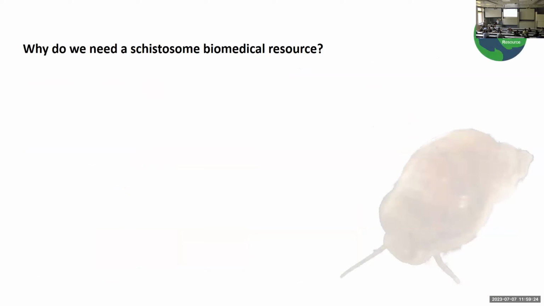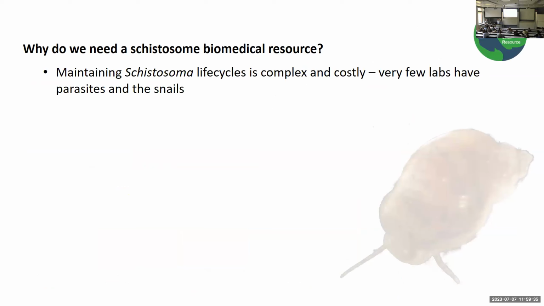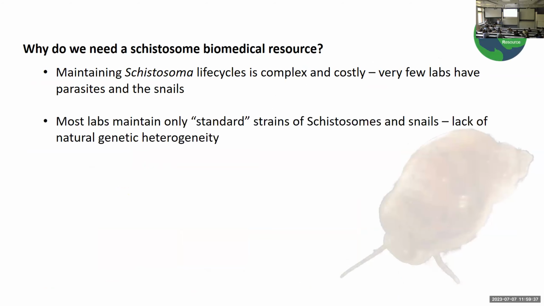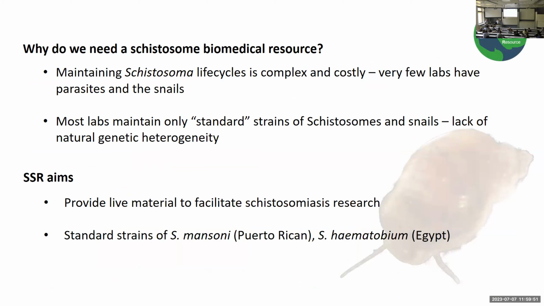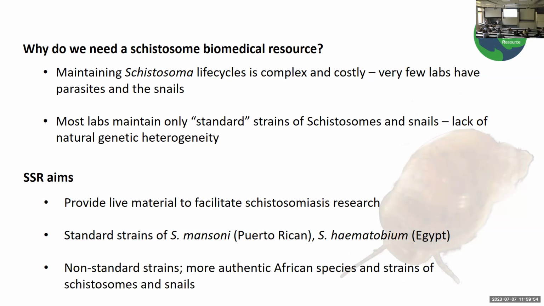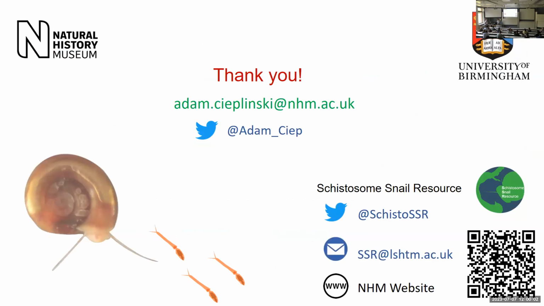And biomedical research, why? Because there is a need for biomedical research. Most of the research is done on very few strains, very few species of schistosomes. There are not that many field-derived species, and we would like to have more of them for anyone who is interested, and to support different research, not only from biology, but from different fields. So our aim is to provide live material to facilitate schistosomiasis research, but not only standard strains. Standard strains are the most common, but also non-standard strains, mostly from Africa, which basically means us going to the field and collecting different things.